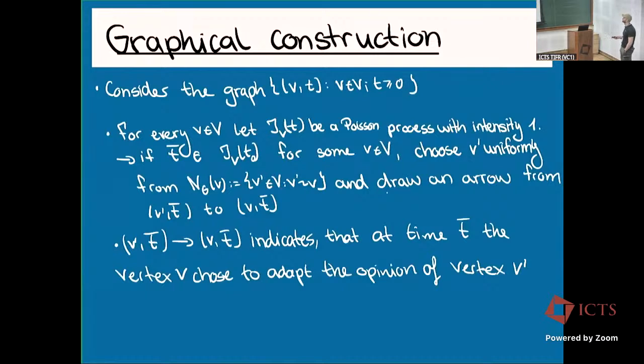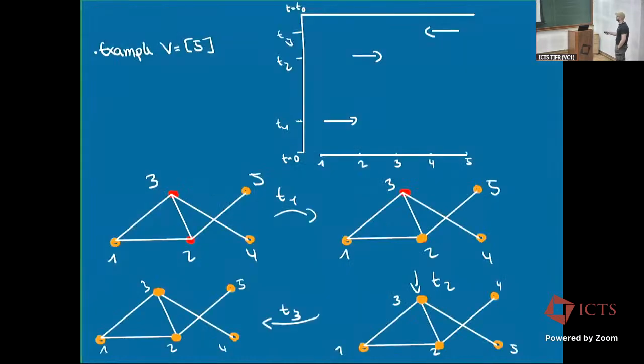And this is how it's going to look, the upper right. So these are going to be the arrows, right? This is time, and at t1, 2 chooses to adopt the opinion of 1. At t2, 3 chooses to adopt the opinion of 2. And then at t3, 4 chooses to adopt the opinion of 5. And this is how we can read off the process from this graphical construction, right?